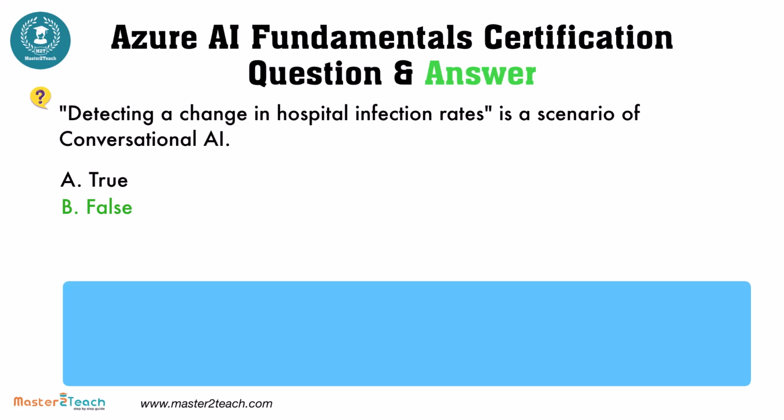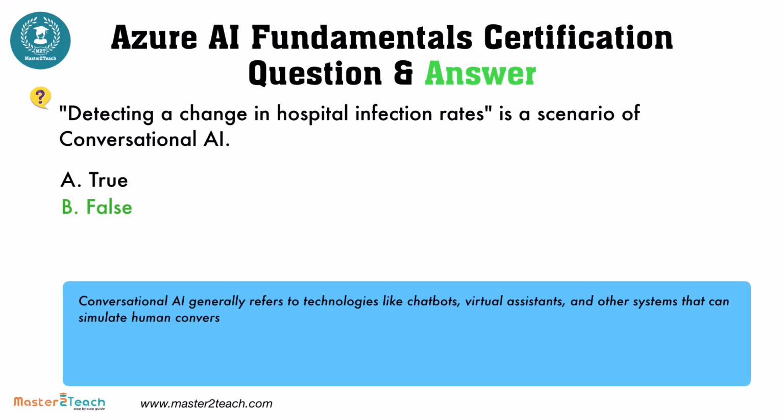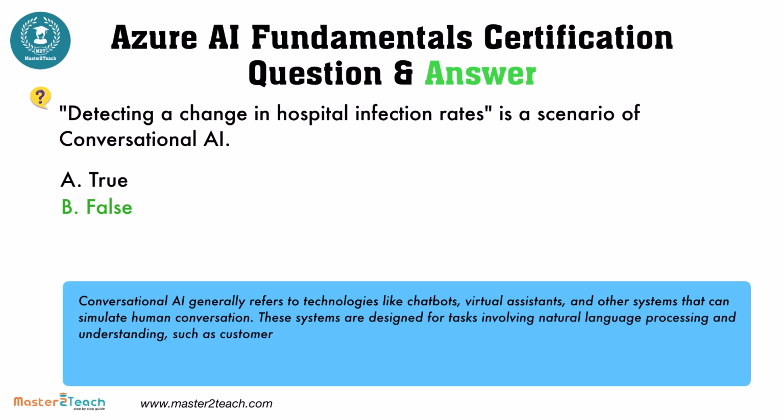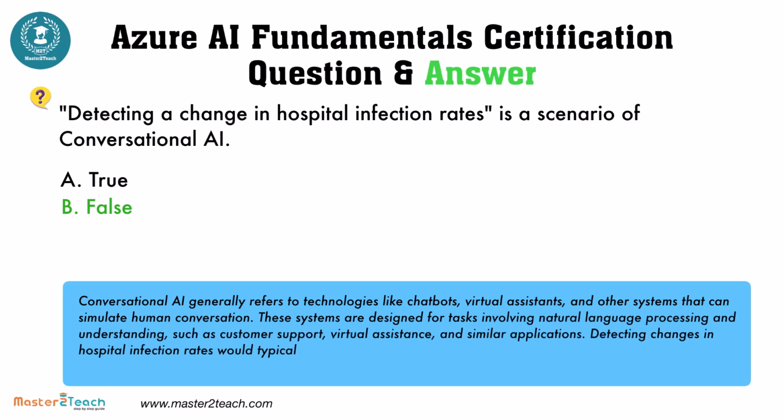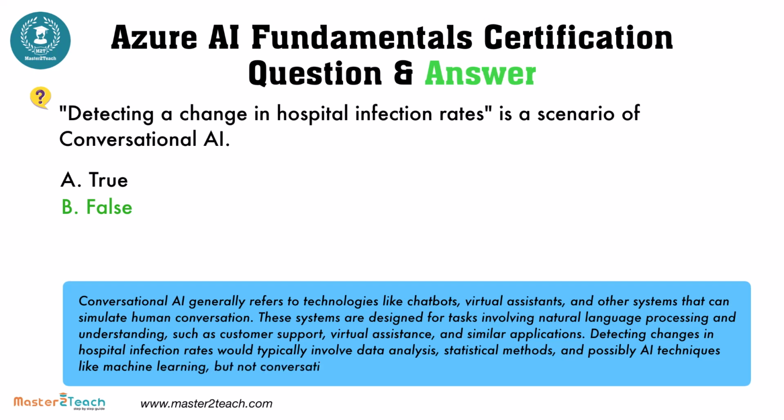The correct answer is false. Conversational AI generally refers to technologies like chatbots, virtual assistants, and other systems that can simulate human conversation. These systems are designed for tasks involving natural language processing and understanding, such as customer support, virtual assistants, and similar applications.